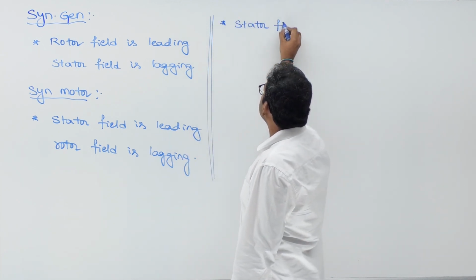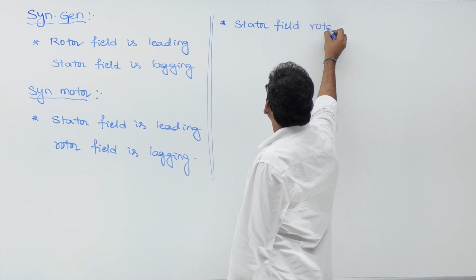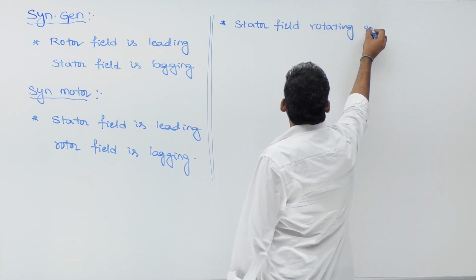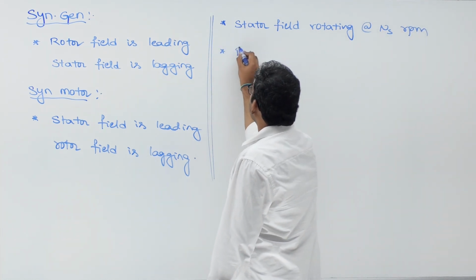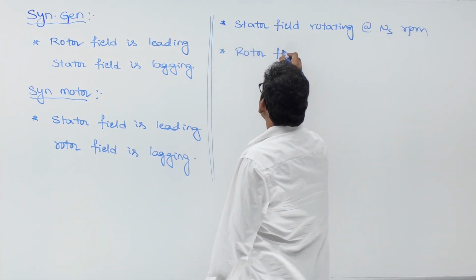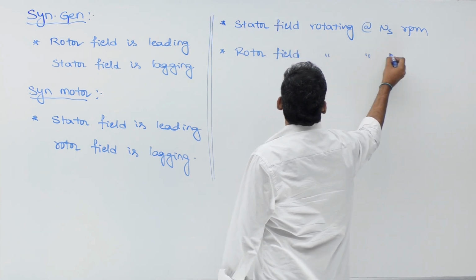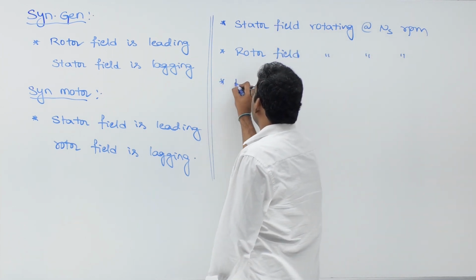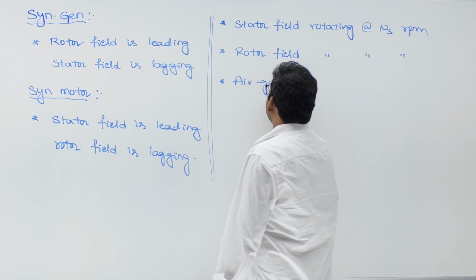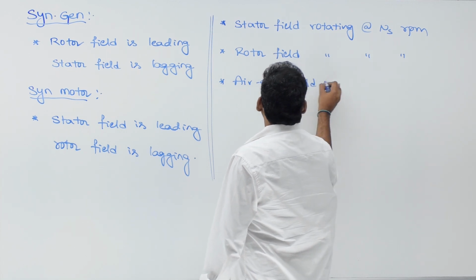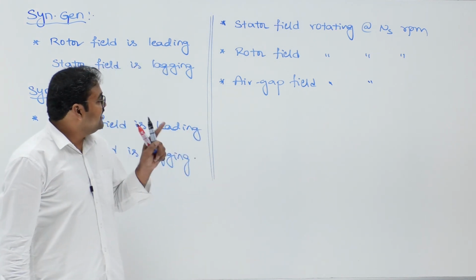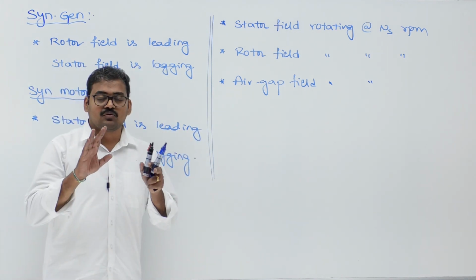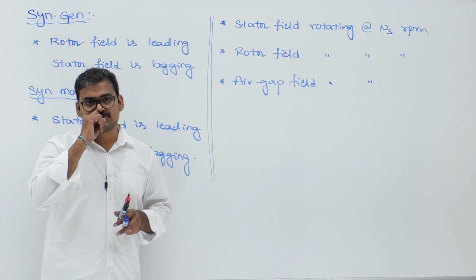Stator field rotating at ns RPM. Okay, next, rotor field rotating at ns RPM. Air gap field rotating at ns RPM. Stator field, rotor field, air gap field, all are rotating at ns RPM speed.